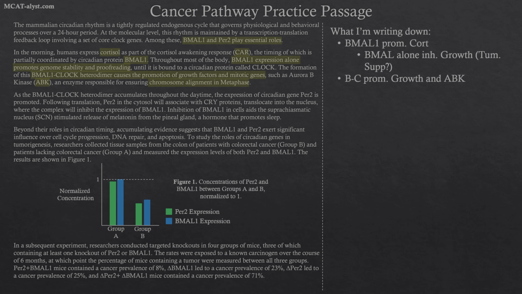As the BMAL1 clock heterodimer accumulates throughout the daytime, as its concentration grows, that's going to promote the expression of circadian gene PER2. So now I have another relationship I can write down. High amounts of the heterodimer promotes this new protein PER2. Following translation, you could highlight translation if you wanted to, but I already know that this entire passage is talking about translation. That's not something that I'm going to be missing because we're talking about the whole central dogma here.